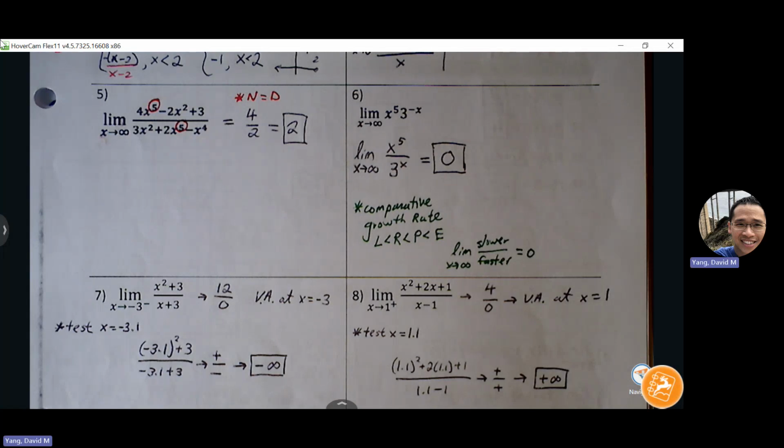Number 6 feels more complicated, but if I can get that 3 to the -x to go to the denominator, now I have a clean relationship here. My numerator is a polynomial. My denominator is an exponential. I'm approaching positive infinity, so comparative growth rates works. My denominator is the faster moving function. So anytime my denominator is faster, I know my fraction is getting smaller towards 0.